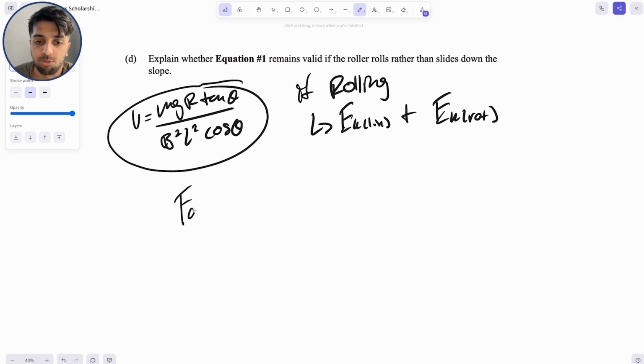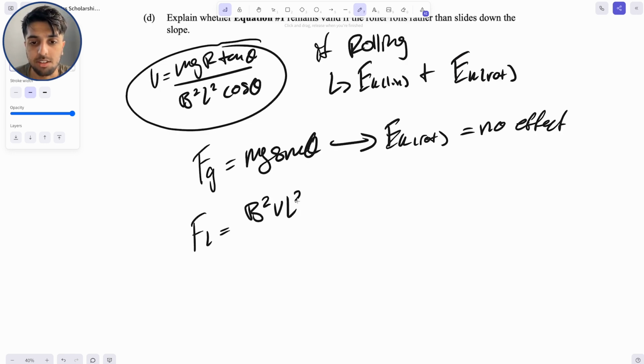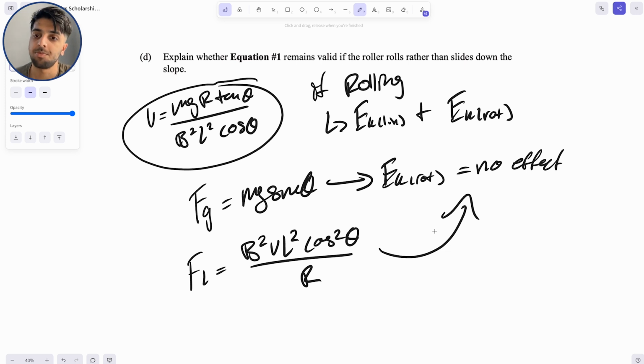Also, if you want to further confirm this: for the mg sine theta, EK rot has no effect, and also for the back force due to Lenz's law, which was b squared v L squared cos squared all over r, EK rot also has no effect. So if the roller rolls, it has no effect on its velocity. That means equation 1 still remains valid. So that will be it for question 3 now.